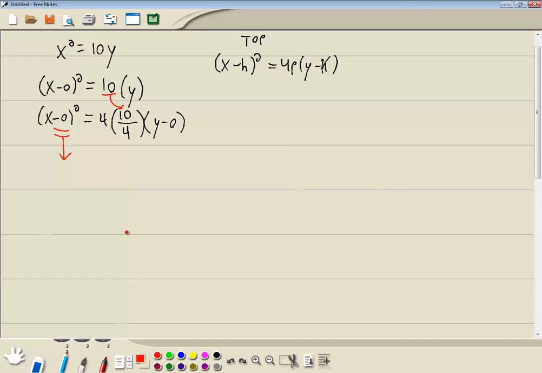h is whatever's with our x, and its opposite sign, though 0 doesn't have a sign. So h is 0. p is whatever number's inside the parentheses here, which is 10/4, which reduces to 5/2. And k is whatever number is with the y and its opposite sign. k is equal to 0.